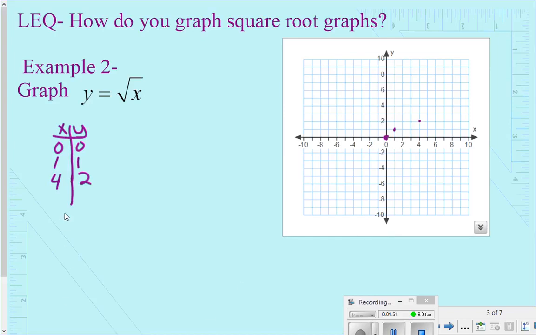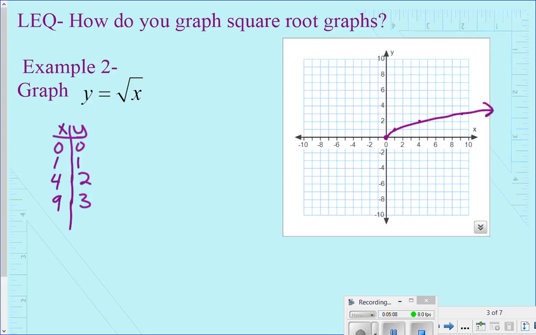So next, the next perfect square is 9. The square root of 9 is 3. So 9, 3, I'm going to plot that. Okay, now we have enough points that we can see the shape of the graph is a curve starting here and continuing. If I kept going, it would continue to rise.